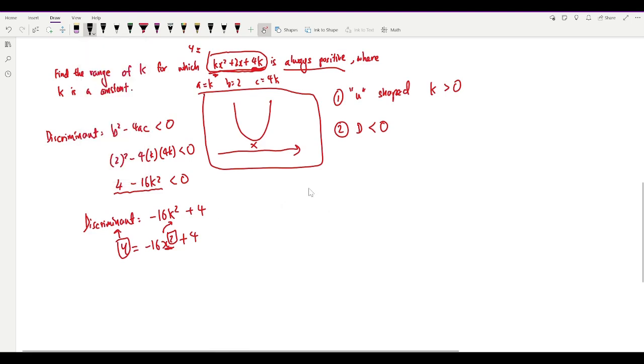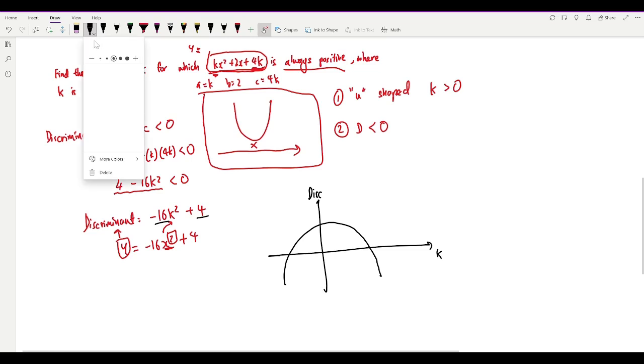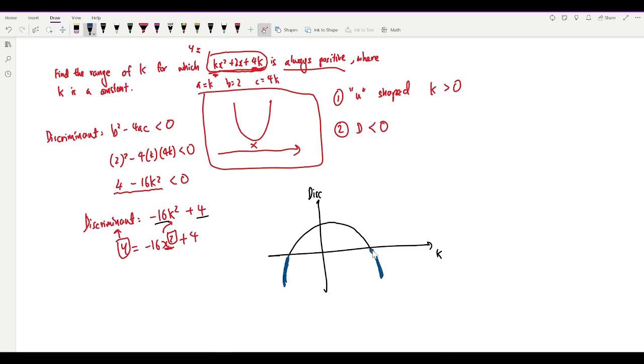Okay, so instead of the y-axis, I'm going to place the discriminant on the vertical axis, and instead of x on the horizontal axis, I'm going to use k, right? So negative 16k squared plus 4. This is an n-shaped curve, so my curve is going to look like that, right? I remember I need my discriminant to be negative, so a portion of my discriminant is positive and a portion is negative, right? The negative portion is this part here, below the k-axis, right?